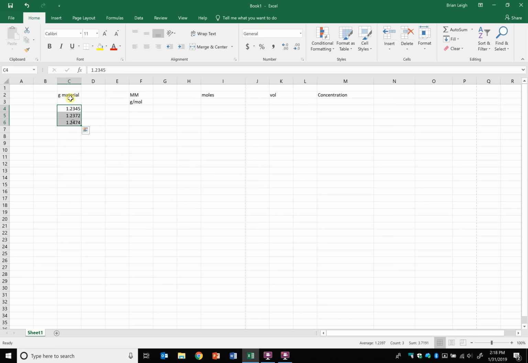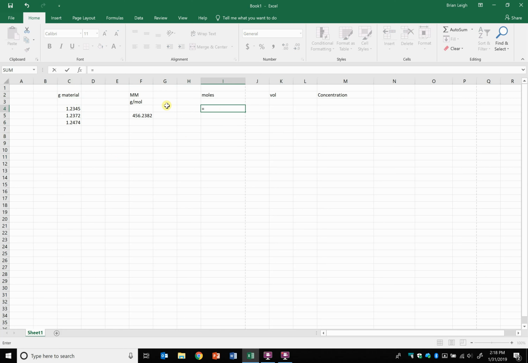So here we have some grams of material. This could be your precipitate or it could be something else, it doesn't matter. You'll see it has 4 decimal places, so it has the same precision as the balance in the laboratory we use. Okay, so this material has a molecular mass of, let's say, 456.2382. Great.